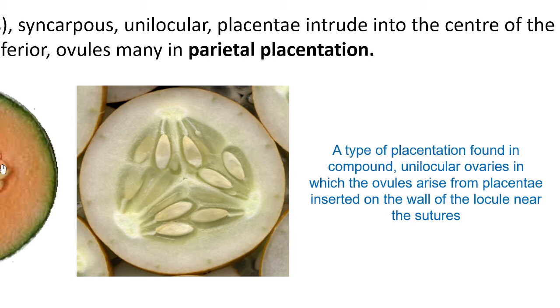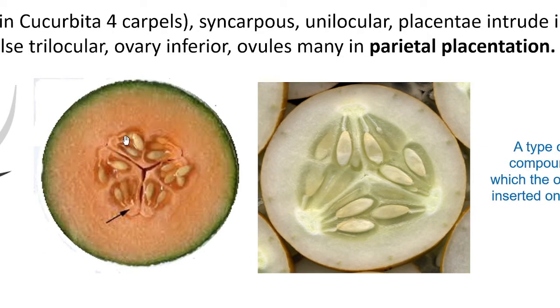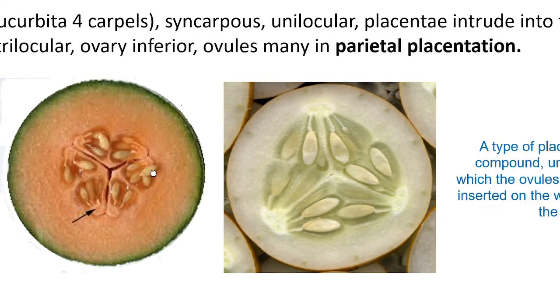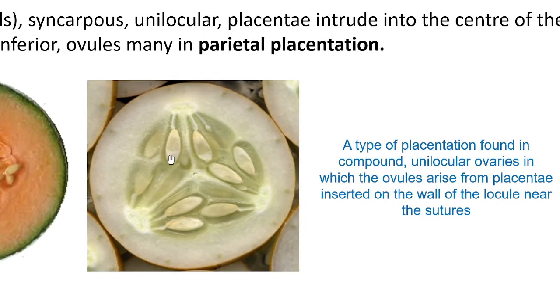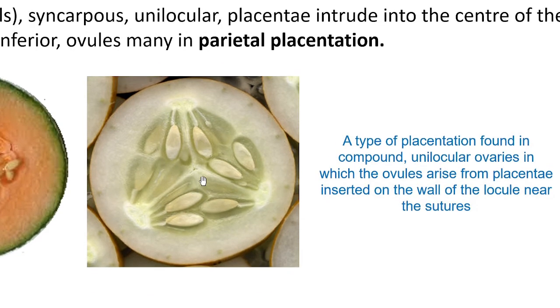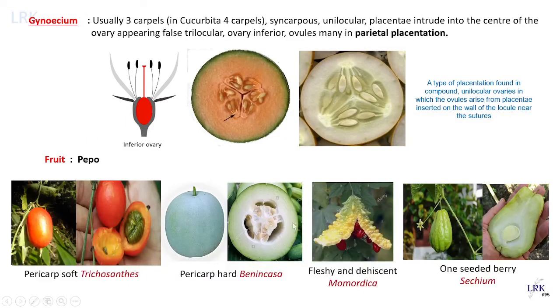Okay, so you can see here unilocular ovaries in which the ovules arise from placenta inserted on the wall of the locule near the sutures. These are the sutures. They are inserted on the locule near the suture. So this type of arrangement is known as parietal placentation.